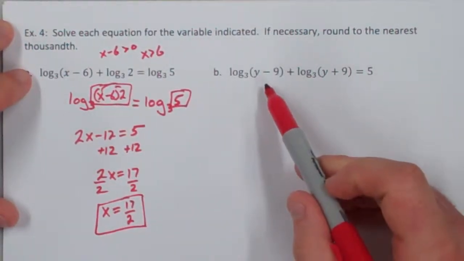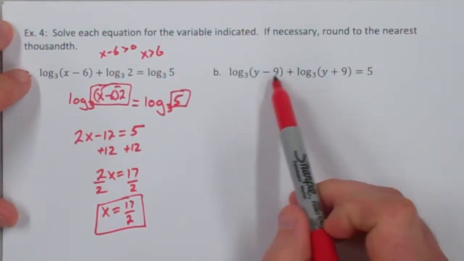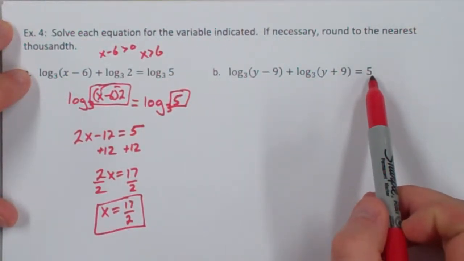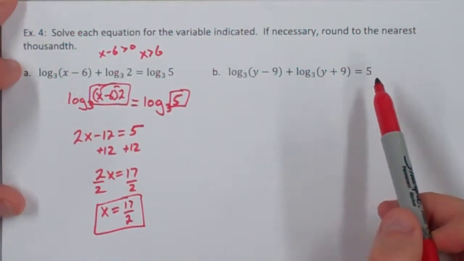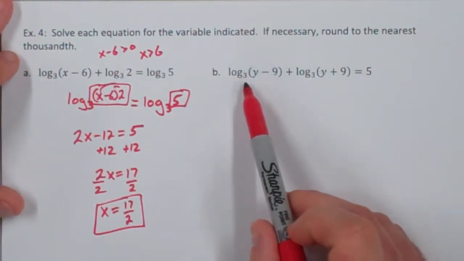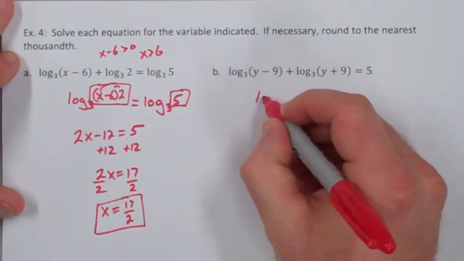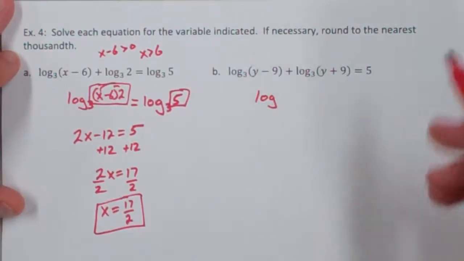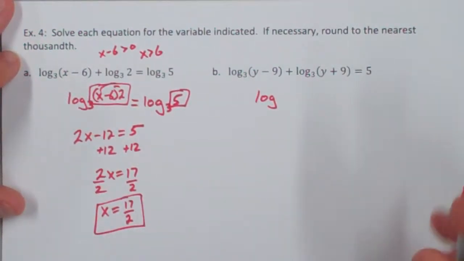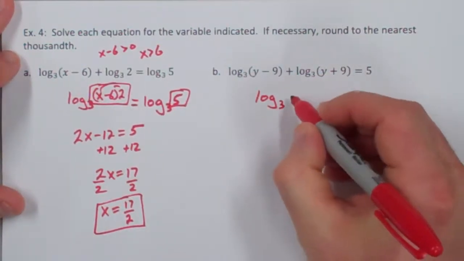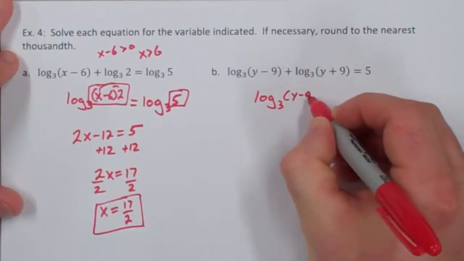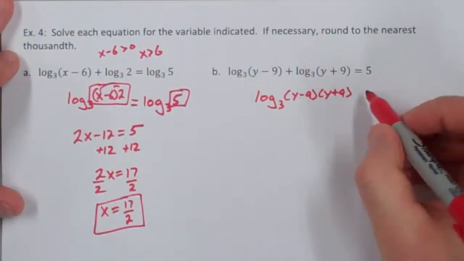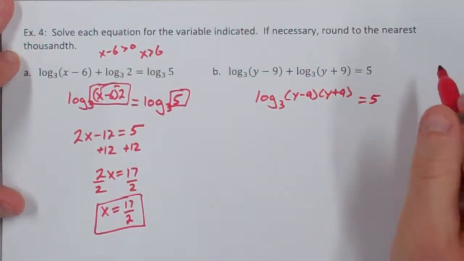If we work with B, you'll notice that in this case there's 2 logarithms on the left-hand side with the same base, but there isn't one on the right-hand side. So we're going to have to use a little bit of a different technique than we did for A. What we'll do here is try to combine or condense these into one, and then we'll have a logarithm on one side and a number on the other. Then you know it's time to change that into an exponential. So we have log base 3 of y minus 9, and then we're adding logarithms, so we're going to multiply the argument positions, and that's going to be equal to 5.